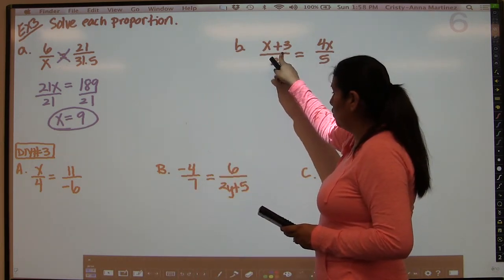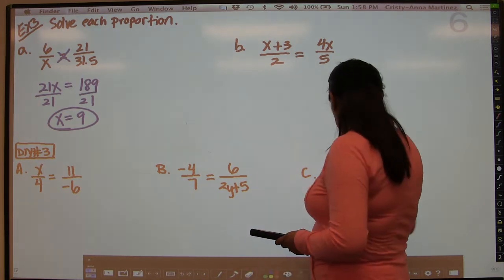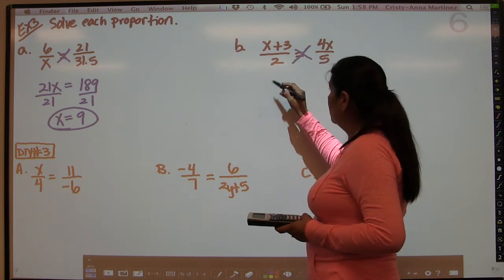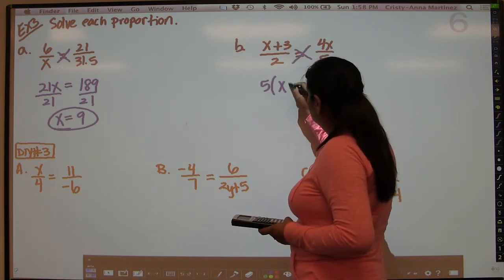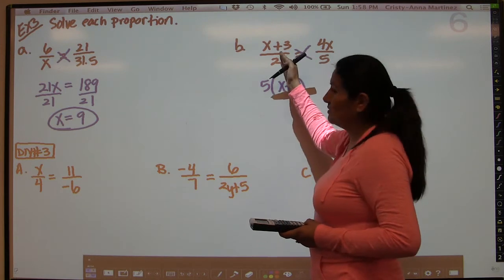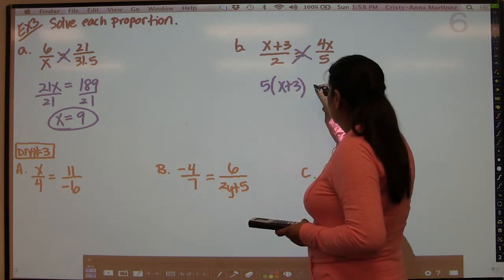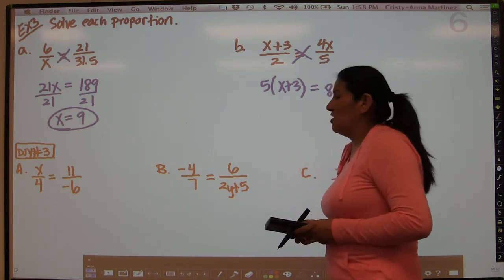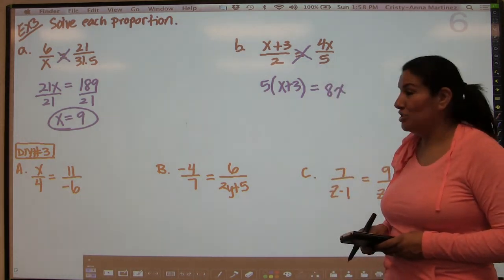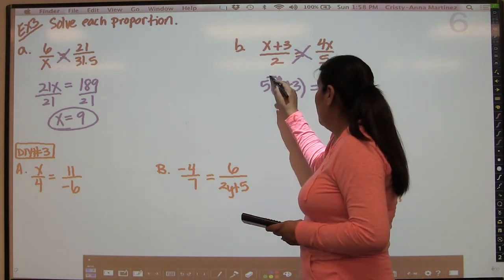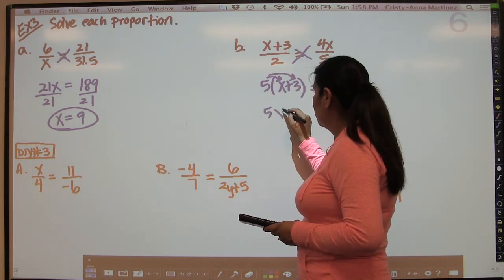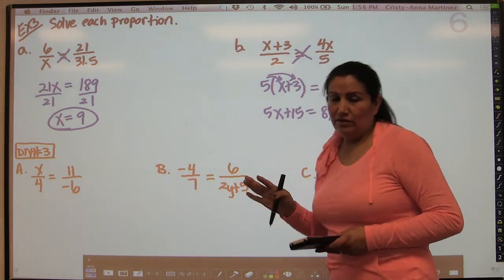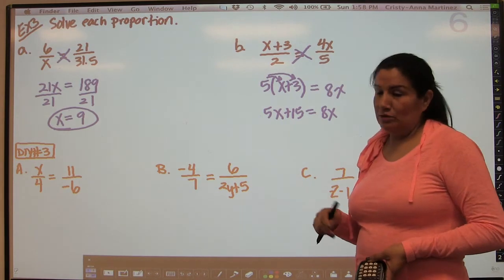Now, in part B, we want to be really careful that when you have a binomial like this on top of a fraction, or on the bottom, which you have in part B here, and even in part C over here, you have to be really careful that when you do the cross product, that you use parentheses. So you want to go 5 times the whole quantity of x plus 3, equal to 4x times 2, which is 8x. All right, so it's important that when you have a binomial that you use parentheses, because you have to distribute the 5 to both the x and the 3. So we're going to get 5x plus 15 equals 8x. And when people don't distribute that 5 to the 3, then that's when you oftentimes get the wrong answer.